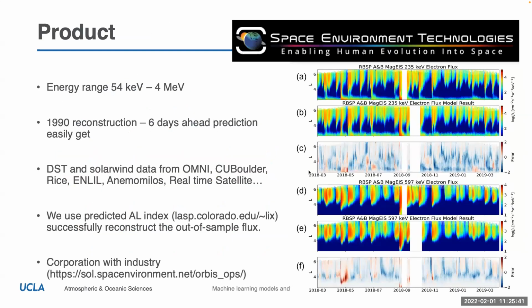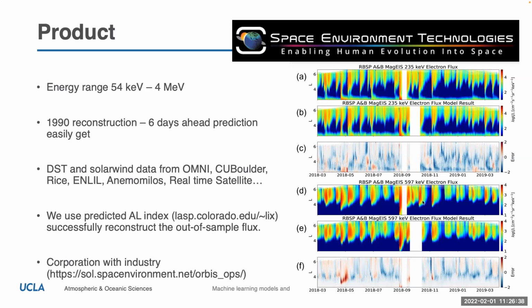We also cooperate with industry, the Space Environment Technology team, and have put all our models online as a product. As long as we have the input parameters, we can reconstruct the electron flux for different energy channels at any location. Here I'm showing test results using the predicted AL index from CU Boulder, because, as I said, after 2018 we don't have the AL index. But since we have the predicted AL index, we can see the model still captures the dynamics accurately, including the impenetrable barrier, enhancement and drop-off. Notice that the white missing data is because we don't have predicted AL at that time.